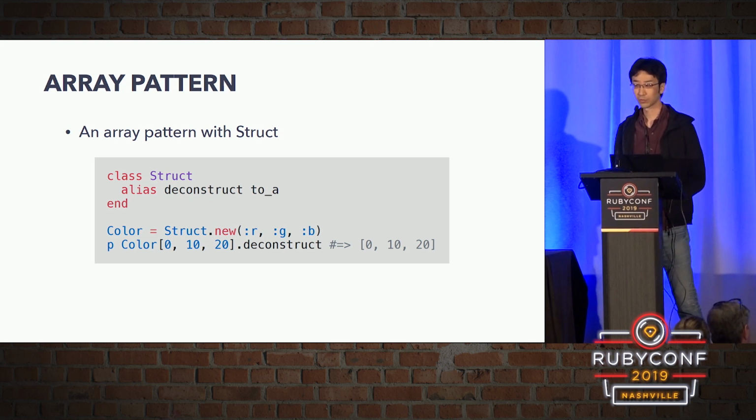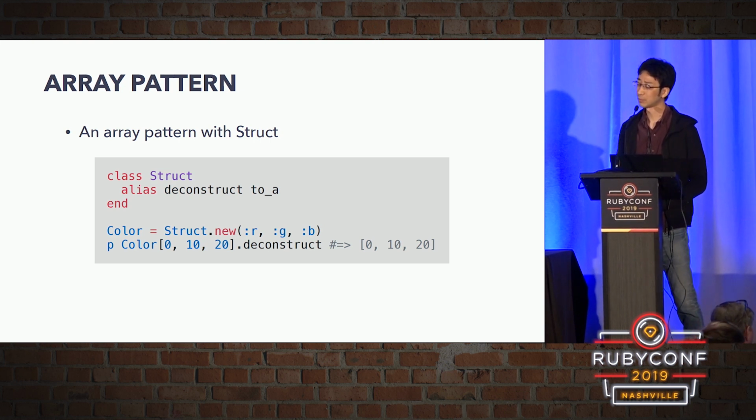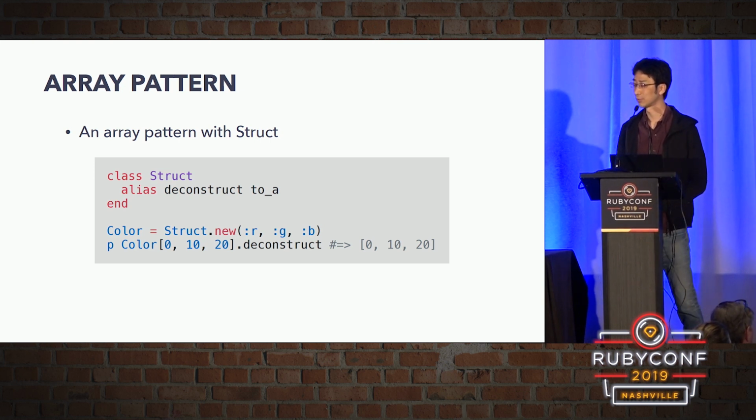The deconstruct method for Struct is defined as an alias of to_a. When defined like that, the return value of the deconstruct method is equal to the arguments for the initialize method. So it is convenient for pattern matching.